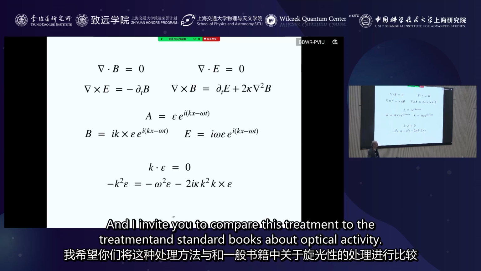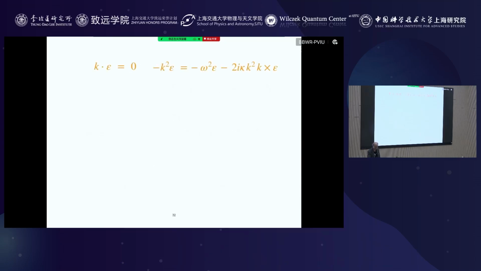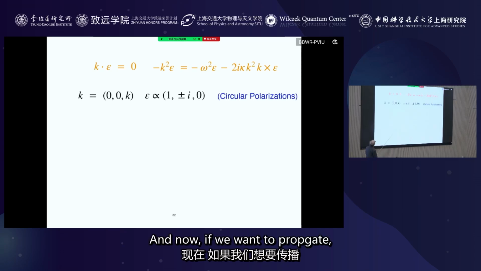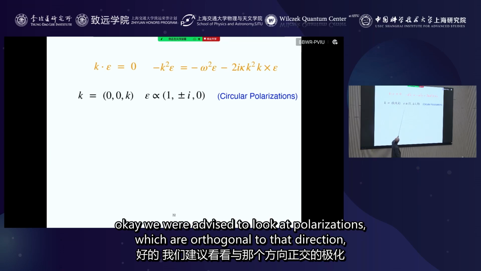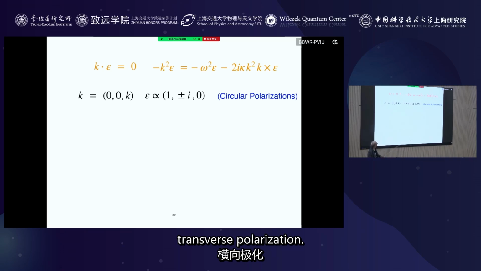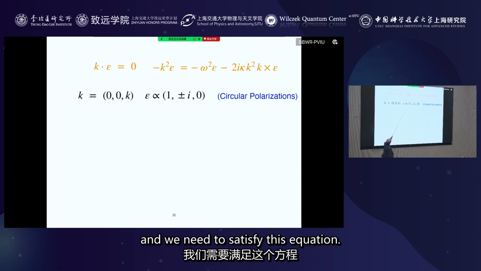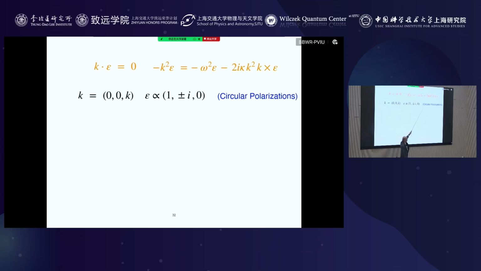And I invite you to compare this treatment to the treatment in standard books about optical activity. This is the royal road. And now if we want to think about propagation in a particular direction, okay, we're advised to look at polarizations which are orthogonal to that direction, transverse polarizations, and we need to satisfy this equation.